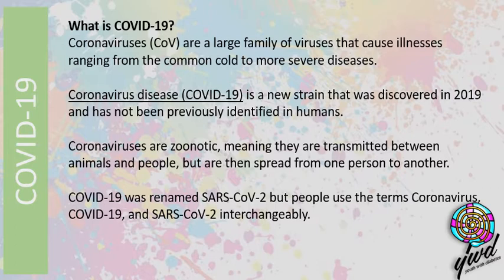Coronaviruses are zoonotic, which means that they are transmitted between animals and people, but once they're in people, they are spread from one person to the next. COVID-19 was also renamed SARS-CoV-2, but people use the terms coronavirus, COVID-19, and SARS-CoV-2 interchangeably.